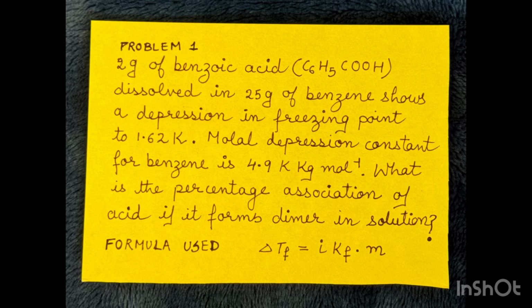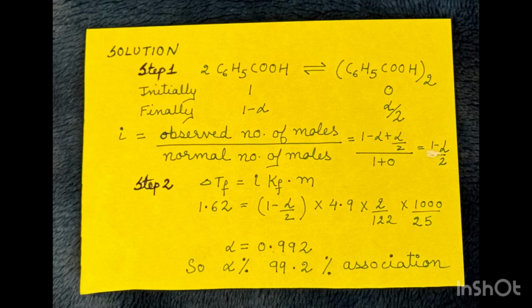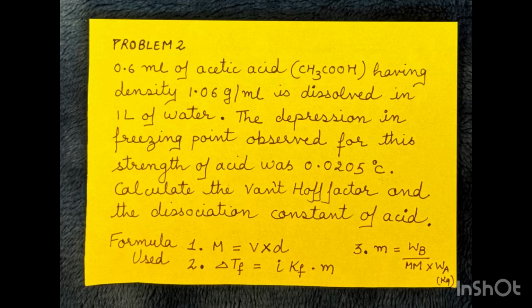Problem 1: 2 gram of benzoic acid is WB, 25 gram of benzene is WA, ΔTf is equal to 1.62 Kelvin, and 4.9 K kg mol^-1 is Kf. Solve this question in 2 steps. Step 1, find out i: observed number of moles by normal number of moles, 1 minus alpha by 2. Step 2, you have to find out ΔTf equal to iKfm. Alpha is equal to 0.992.